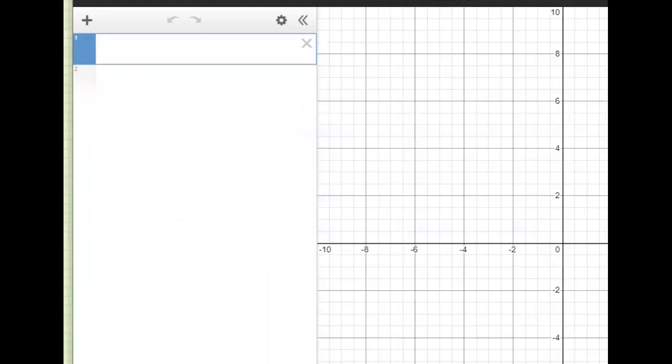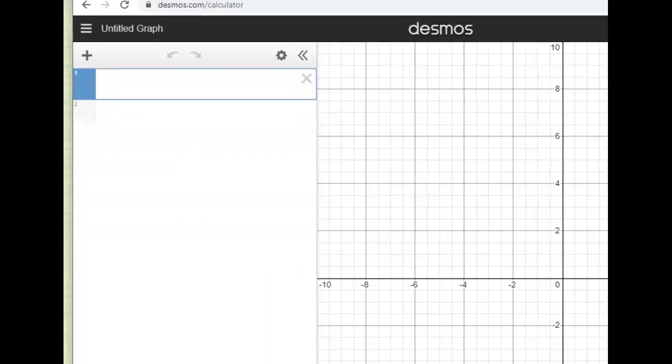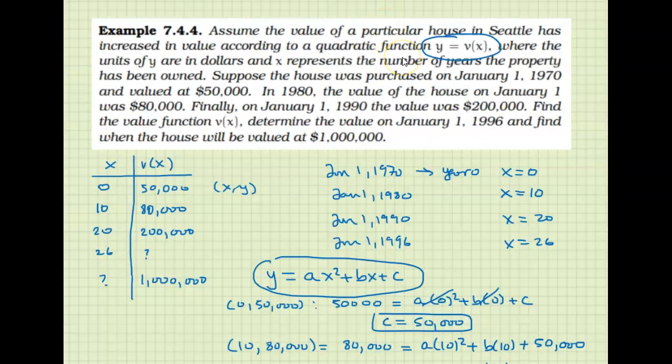So, to use Desmos to find the equation: if you know that your model is quadratic, you know that the equation has to be ax squared plus bx plus c. You're told that it's a quadratic function, and you're given some data. You can put this data into Desmos and let Desmos find the equation for you.